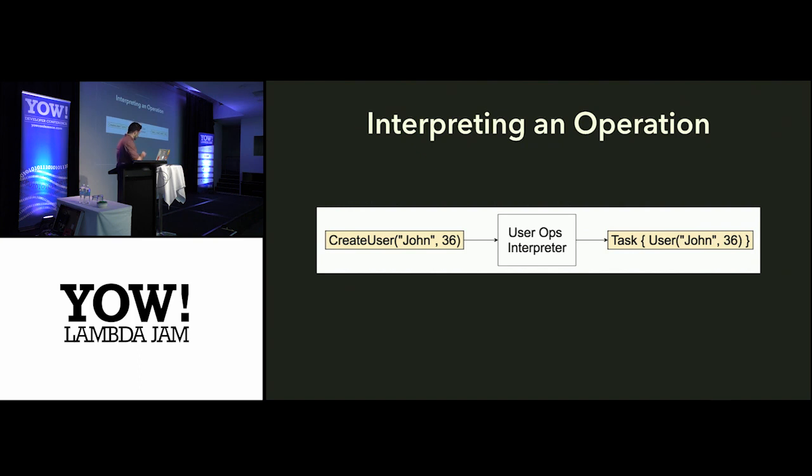We've seen that if we've got something like this where we have an operation create user and we have an interpreter, we want to spit out some kind of effectful computation. Now I've got it just to fit on the slide here as user John36, we're returning it directly, but you can imagine that this is where you do your IO and you hit the database and whatnot.